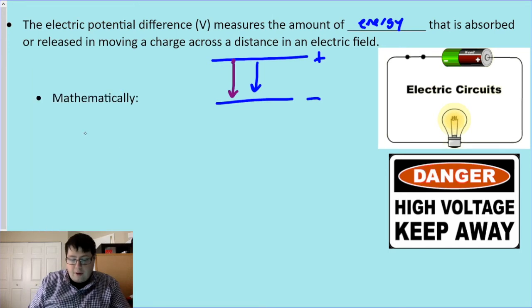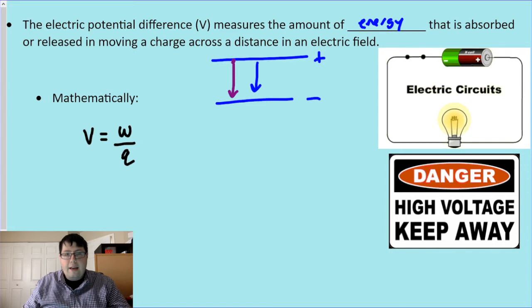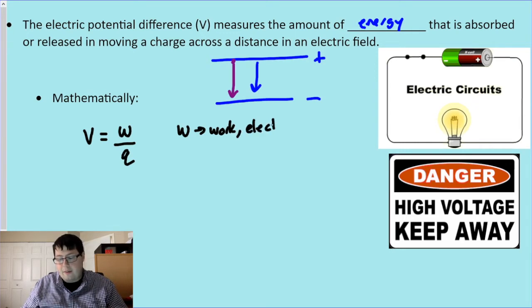And our equation for our electric potential difference, V, is going to be W divided by Q. Now, let's define our terms here. W, like we've seen before, is also called work. But we have to be careful, because you've noticed when we're talking about electrical potentials and electrical energy, we've been using work and electrical energy interchangeably. And that's going to be true here. So W is work, which is the same thing as electrical energy.